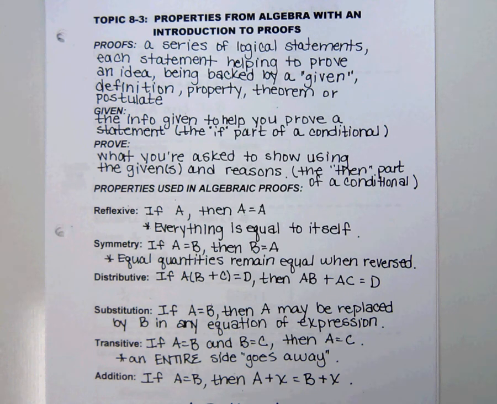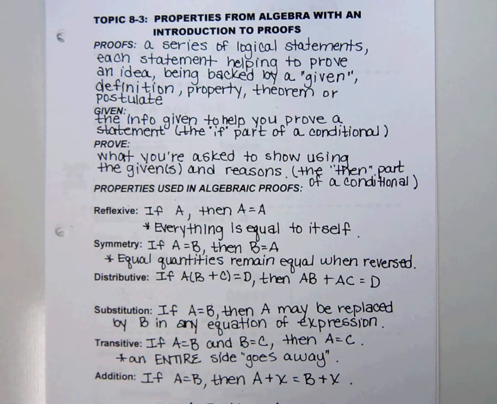Now the transitive property. It shows that if two variables or two sides of the equal sign are equal to the same thing, then they're equal to each other. Look at the example. If A equals B and B equals C, then A and C are equal. That's because they're both equal to B. So you actually end up creating another equation.